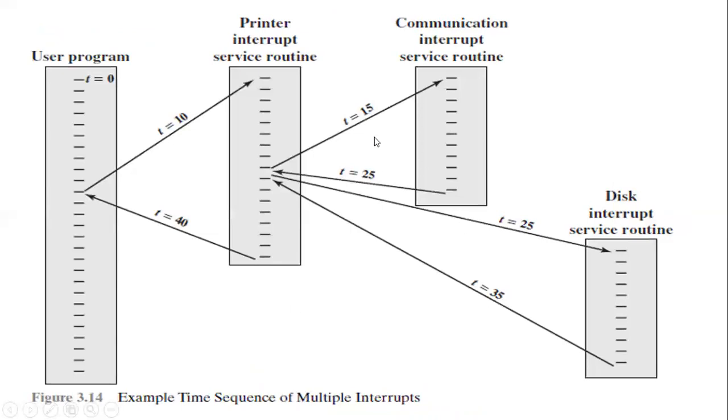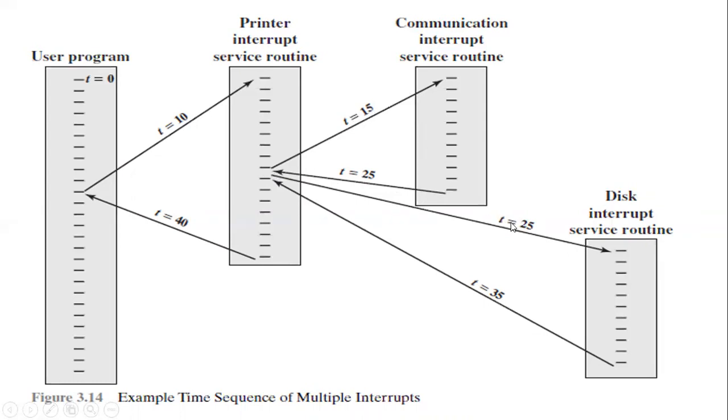This is just an example. Your user program is being executed here at t equal to 0. Now, the first interrupt occurs at t equal to 10. This is the printer interrupt service routine, so this interrupt is from a printer. While this is being executed, we get another interrupt at t equal to 15. As this communication interrupt has more priority than your printer, this routine will be executed first. Then the control will come back to processing your printer interrupt.